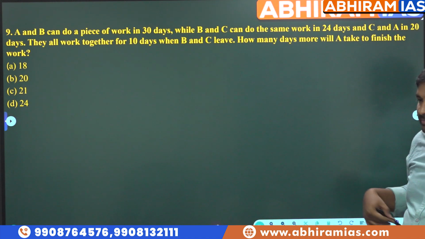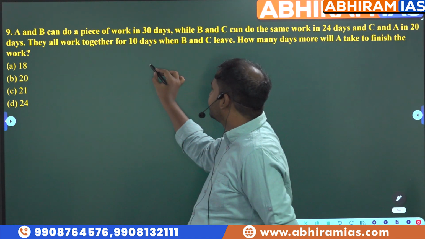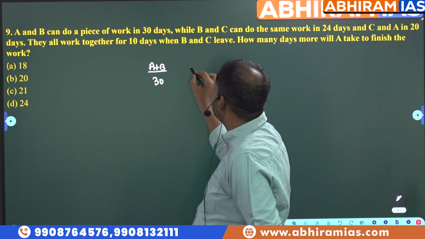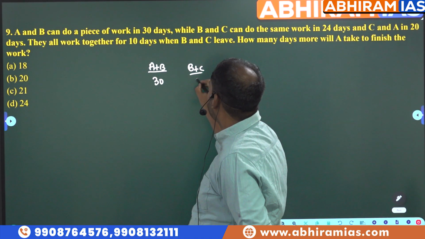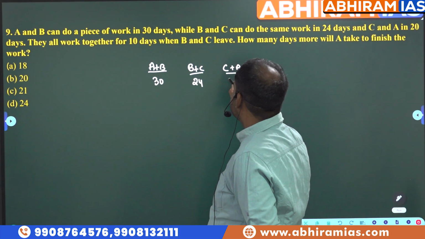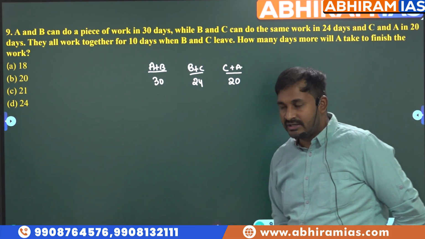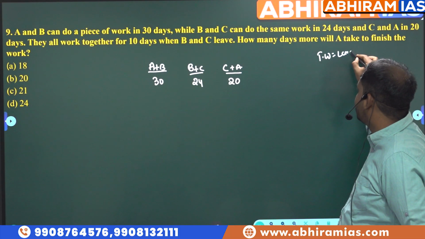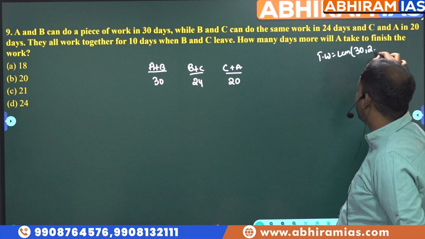A and B can do a piece of work in 30 days. B and C can do it in 24 days. And C and A can do it in 20 days. As usual, total work means LCM of 30, 24 and 20.